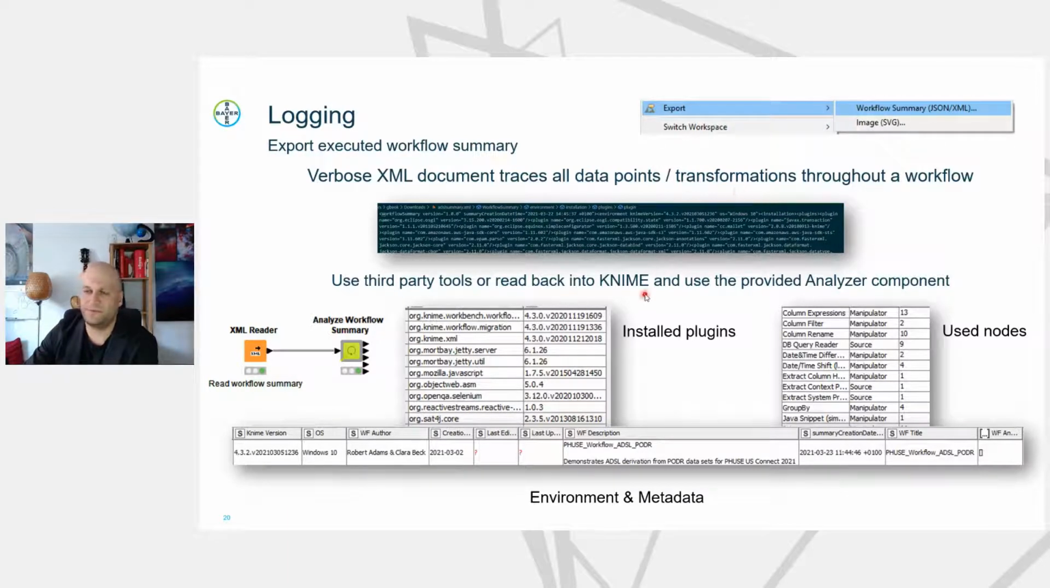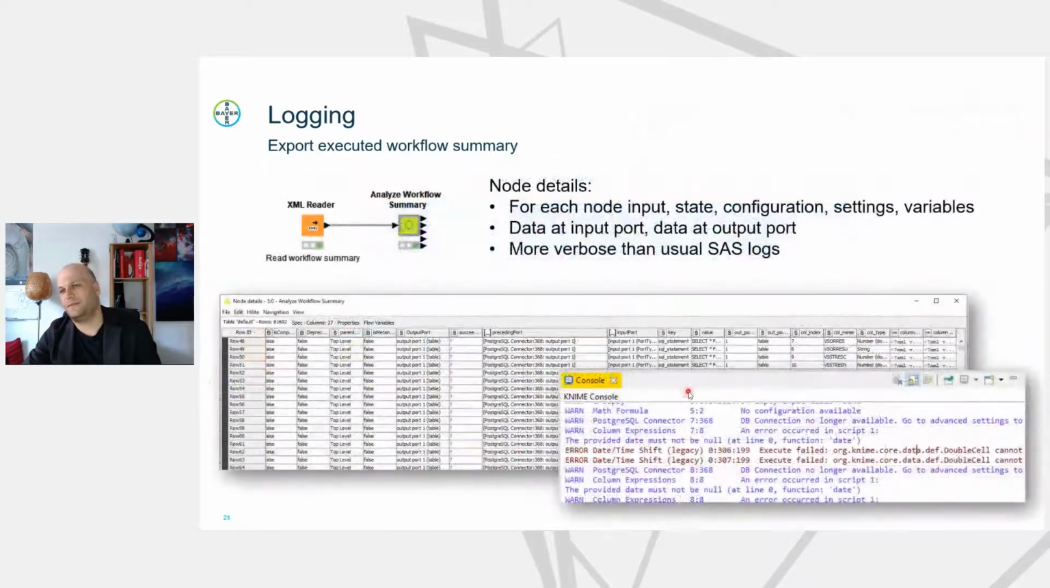You can either use third-party tools to read and analyze that XML document, or you can use the KNIME XML reader to read that back into KNIME and use the analyze workflow summary to display what data is within that XML. Information provided includes the installed plugins, the used nodes, the operating system, when the workflow was executed and by whom.